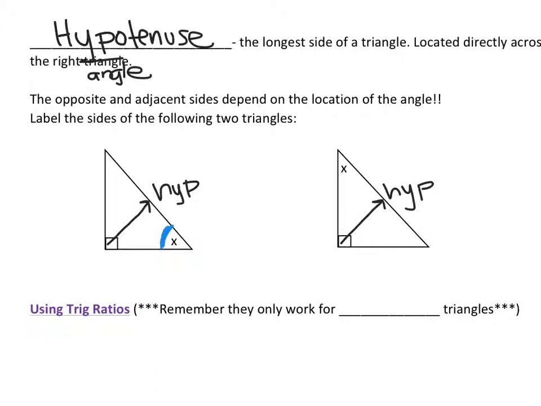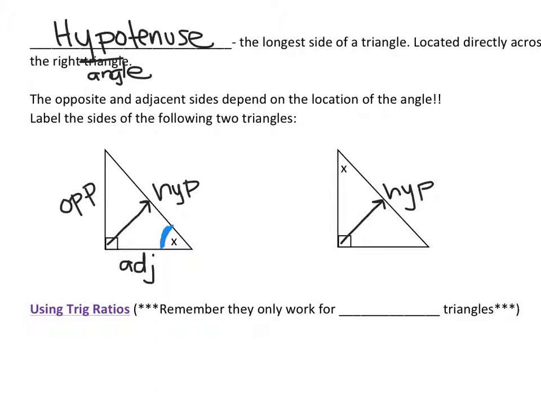Now, this angle, which side is going to be opposite that angle? Is it going to be this one? Or is it going to be this one? The opposite side is going to be over here. It's directly across from it. Now the adjacent is going to be the one that touches the angle, but it's not the hypotenuse. So it's touching our angle here, but it's not the hypotenuse. Okay, let's move on to the next one.